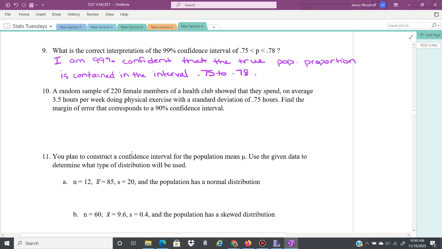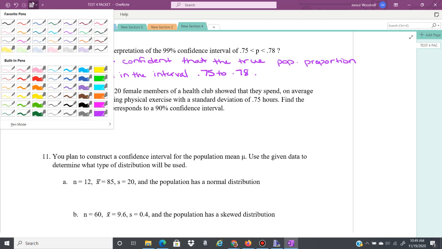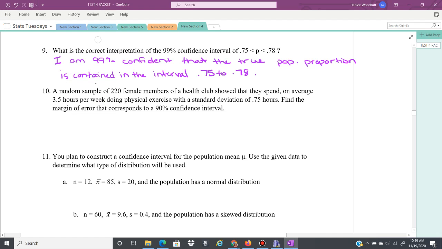All right, number 10, we have a random sample of 220 female members of a health club show that they spend on average 3.5 hours per week doing physical exercise with a standard deviation of 0.75 hours. Find the margin of error that corresponds to a 90% confidence interval. So we are finding a confidence interval.